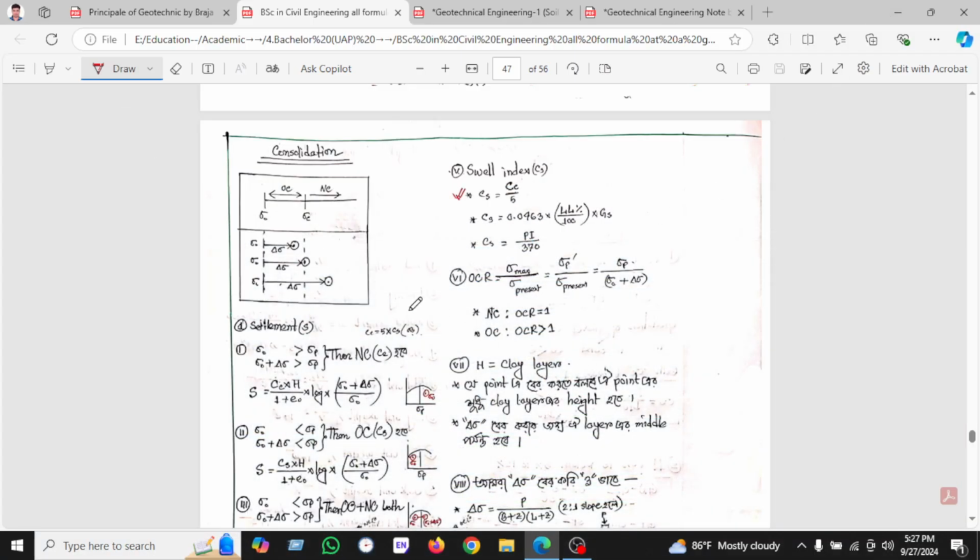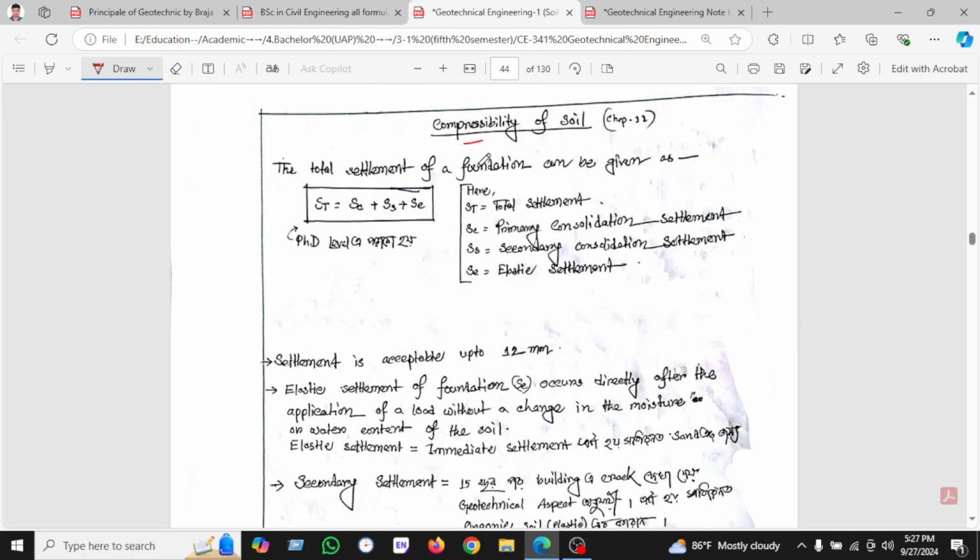Hello everyone. Today I am going to discuss another lecture, which is compressibility of soil. It is given in chapter 11. The topics covered will be normal consolidation, over consolidation, settlement, and time rate of consolidation.